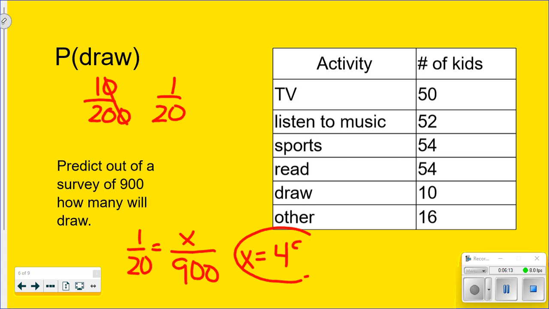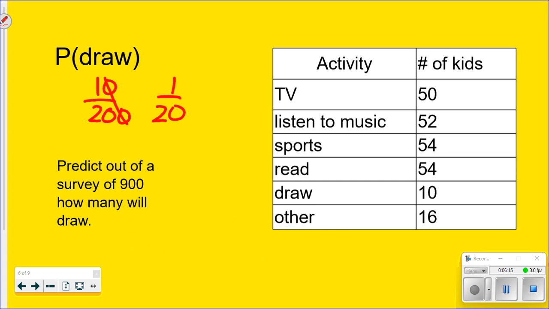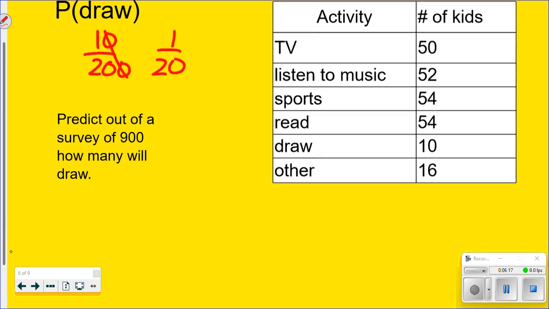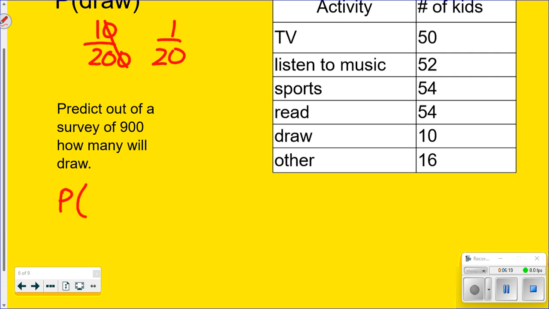All right, now I want you to try one by yourself, and I'll give it to you. I want you to find the probability of the students who read, and then I want you to predict how many will read out of 900 kids.